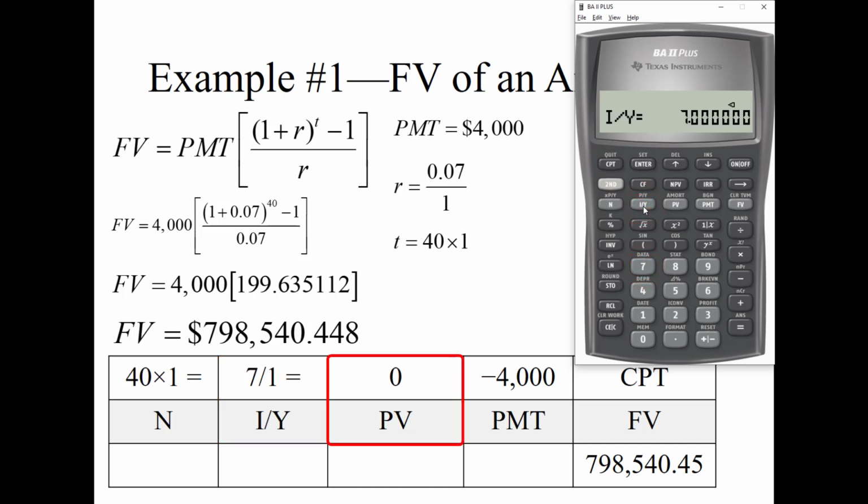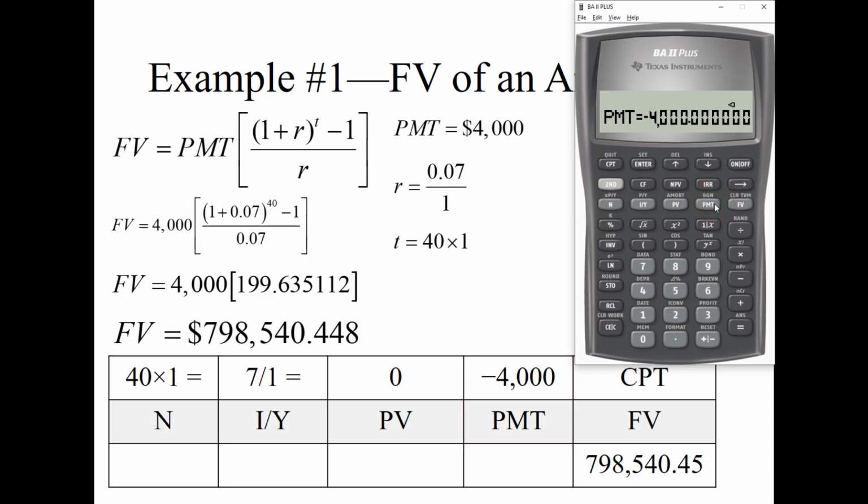Our PV is 0. In this case, we don't have any present value or an amount that we're starting with at time 0. So we're going to hit 0 in PV. Our payment is going to be our annuity. And in this case, we're going to assume that we're saving it or investing it, so we have to make it a negative number. So first I'll type in 4,000 and then hit our plus minus key, and then PMT.